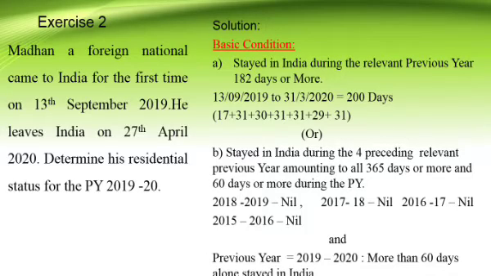During the previous year 2019-20, which means 1st April 2019 to 31st March 2020, we have to find out whether he has stayed in India. It is clearly said that he came to India on 30th September 2019, so during that period he is available in India. Then he left India on 28th April 2020. Our previous year is completed on 31st March 2020, so till that period he stayed in India. Based on only that we can find his residential status. Solution.